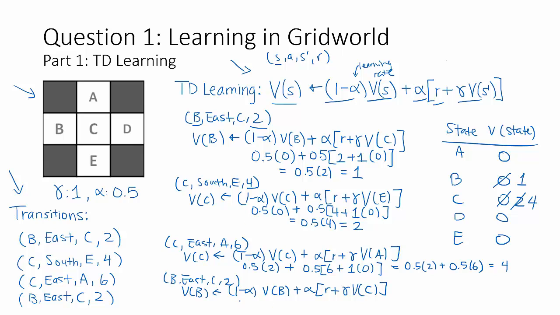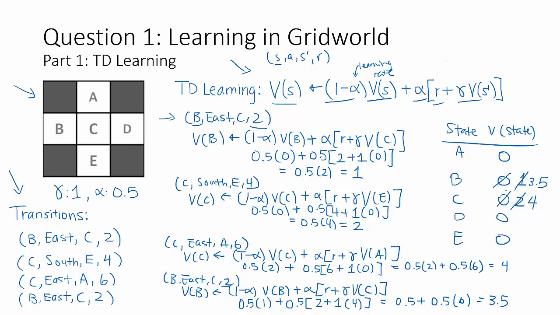And again, we put in numbers, 1 minus alpha, 0.5. The value of B, currently that's 1. That was from our initial transition here. So we use the value of 1 we have, plus alpha, which is 0.5, times the reward, that is 2 here, plus gamma, 1, times the value at C. The value of C is currently 4, so we'll use the value of 4. And this simplifies to 0.5 plus 0.5 times 6, and so we get 3.5. We'll set the new value for B to be equal to 3.5 in the table here.